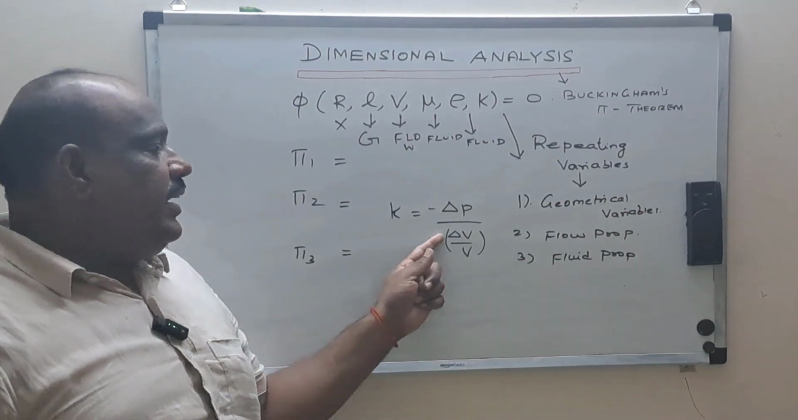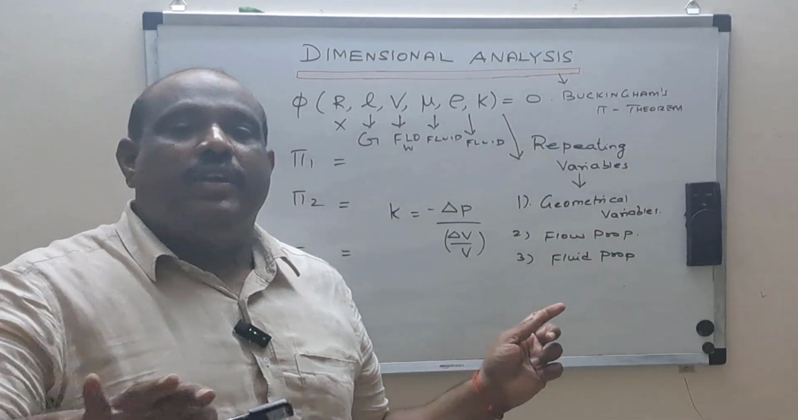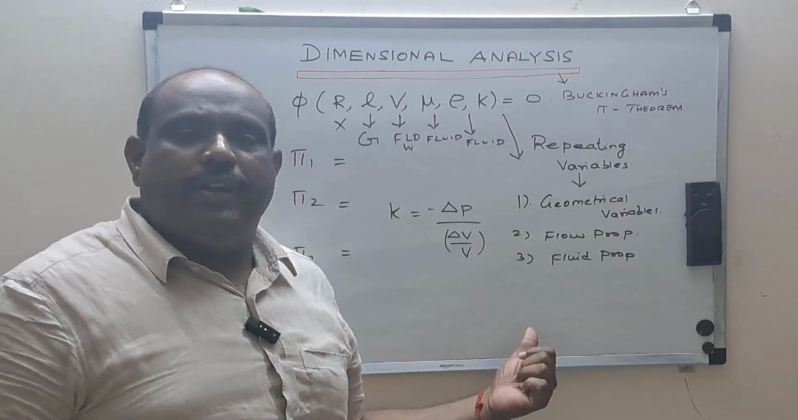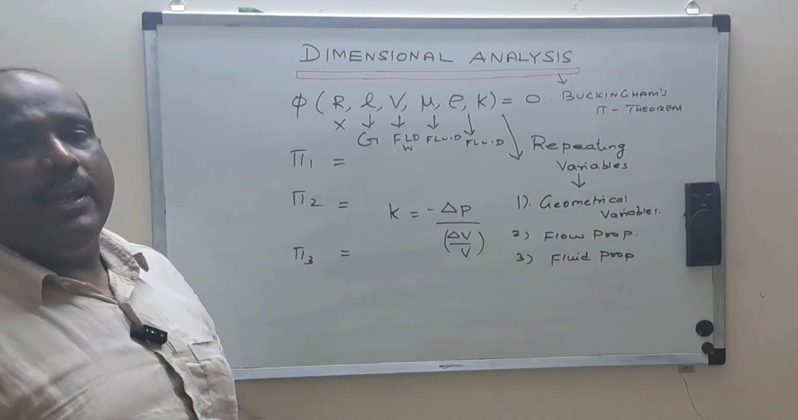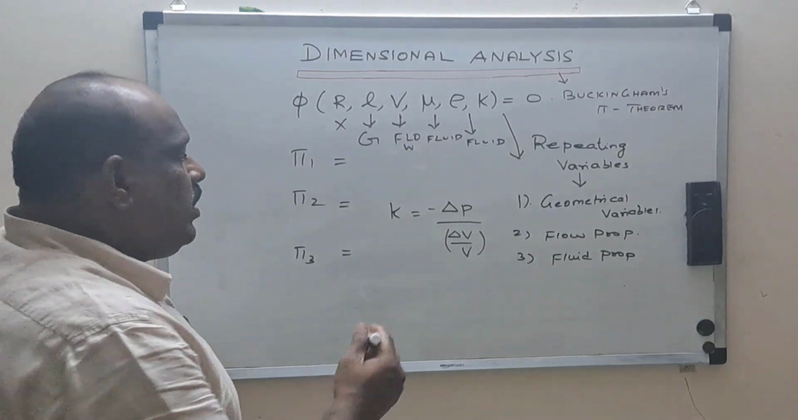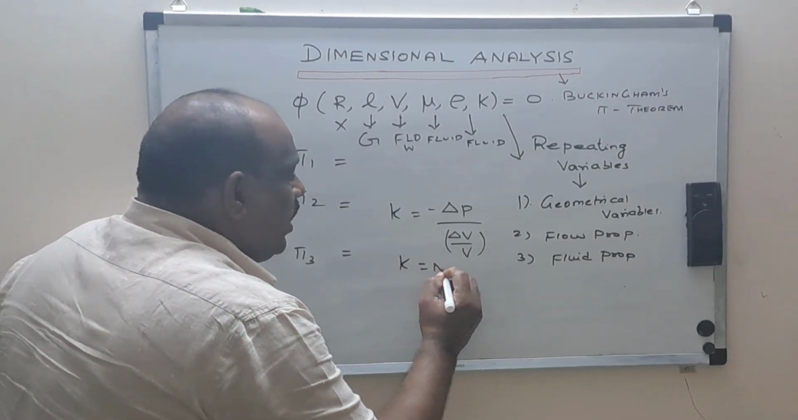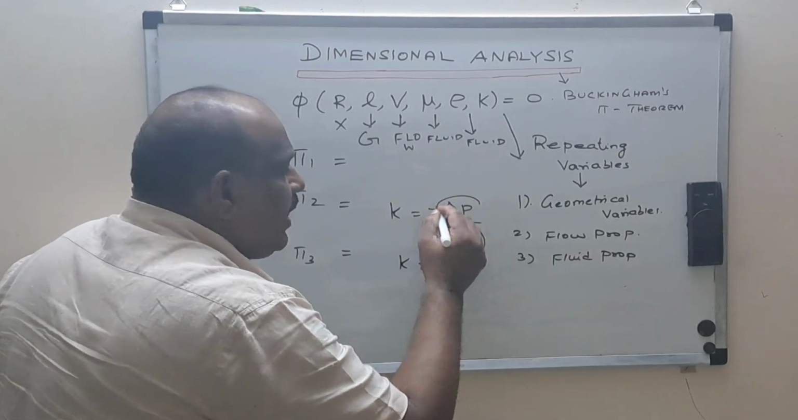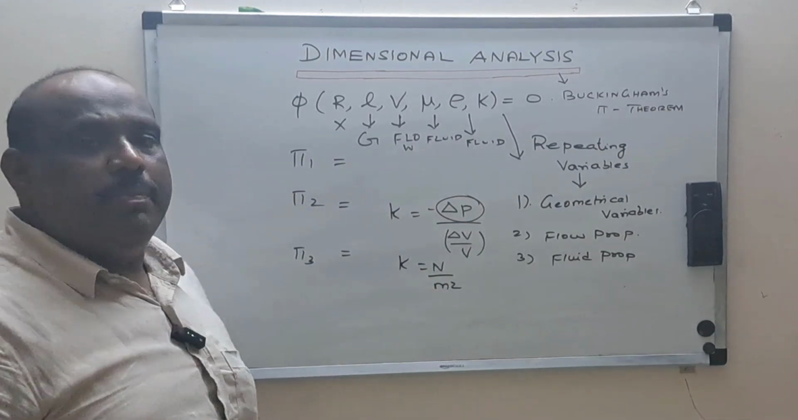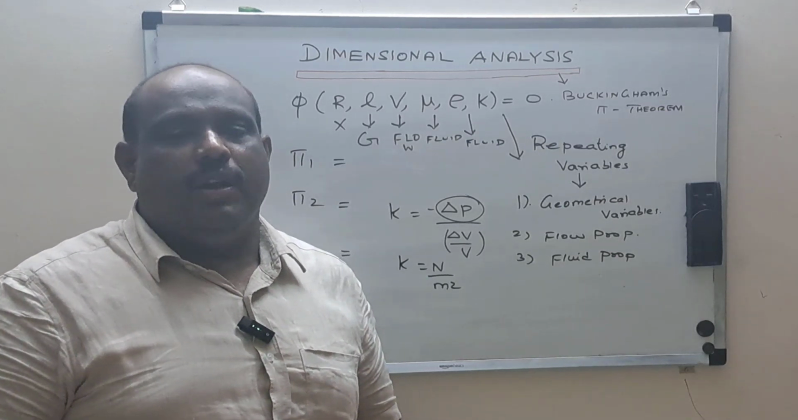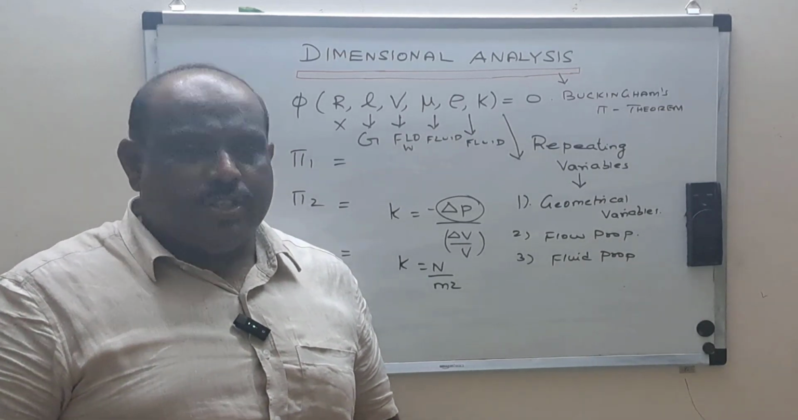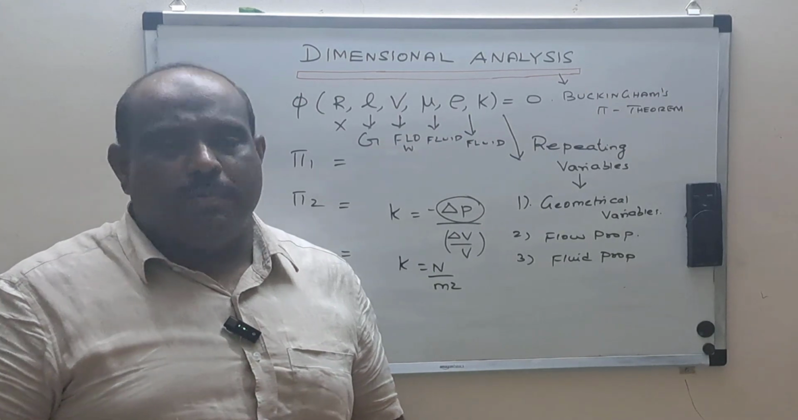So delta V by V becomes unitless because the ratio meter cube by meter cube goes without any unit. So what is the unit of delta P? Delta P is force per area, so the unit of K will be Newton per meter squared, as that of delta P. Got the logic? The unit of bulk modulus is Newton per meter squared.